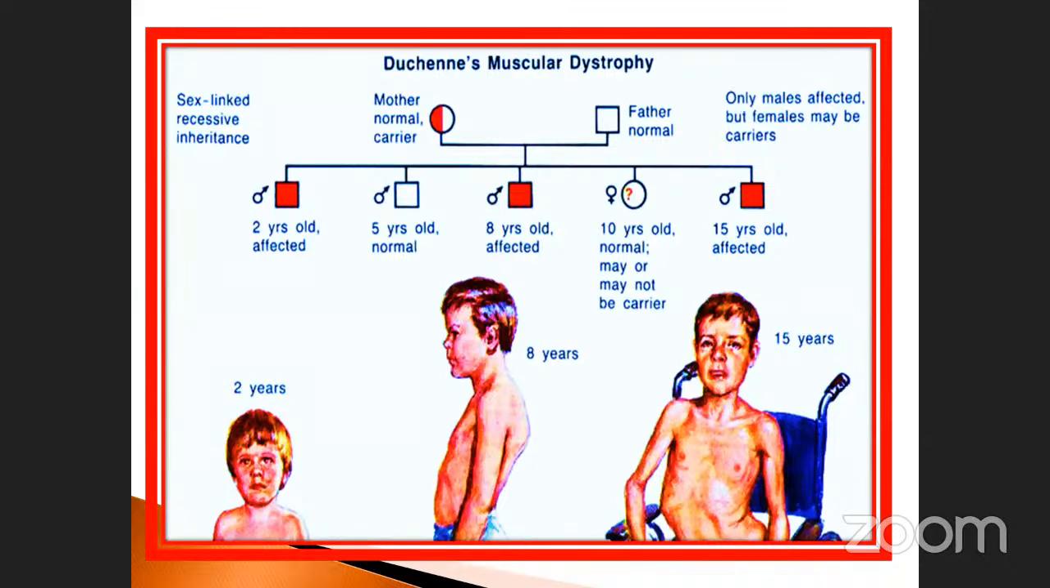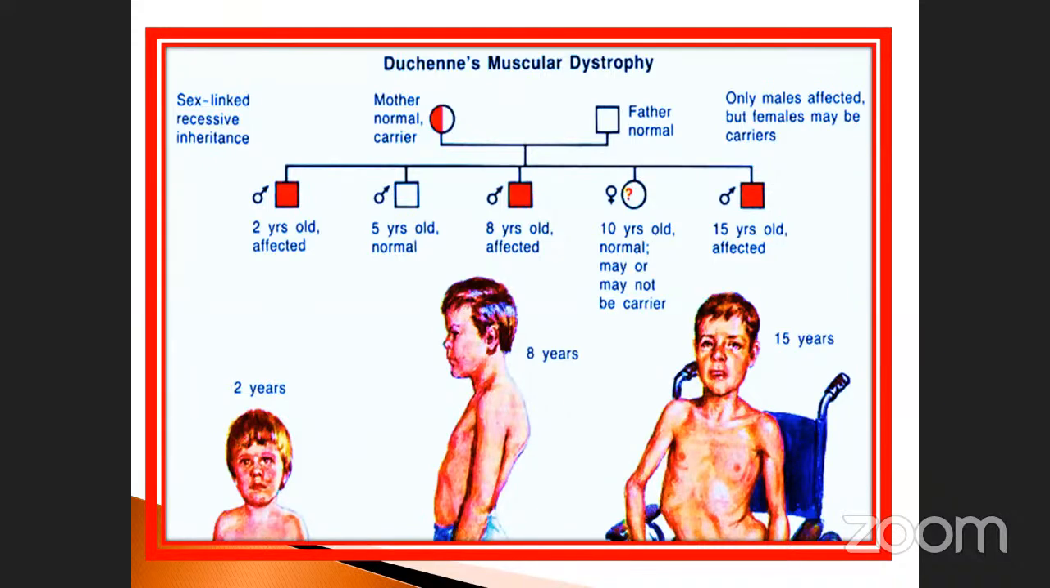So what will be the progeny? A 4 is possible. See, a 2-year-old affected person completely affected, the 5-year-old normal, 8-year-old affected, 10-year-old normal, and then 15-year-old affected. These are the symptoms like this. Okay, so decades they told, that is the things. These are the difficulties.